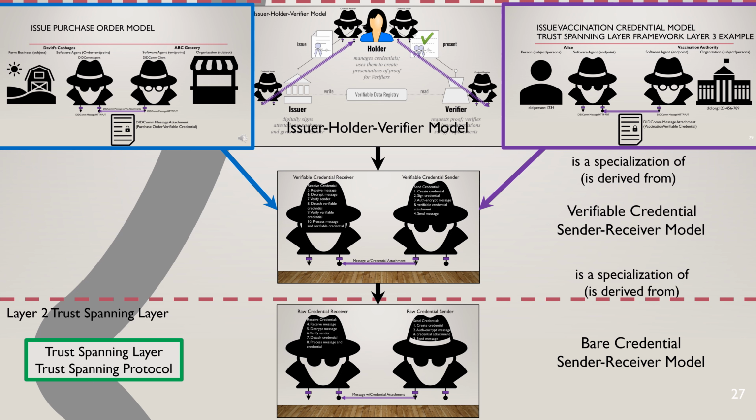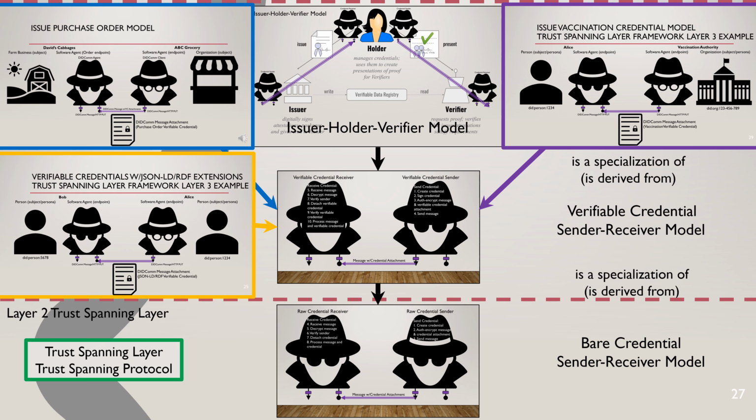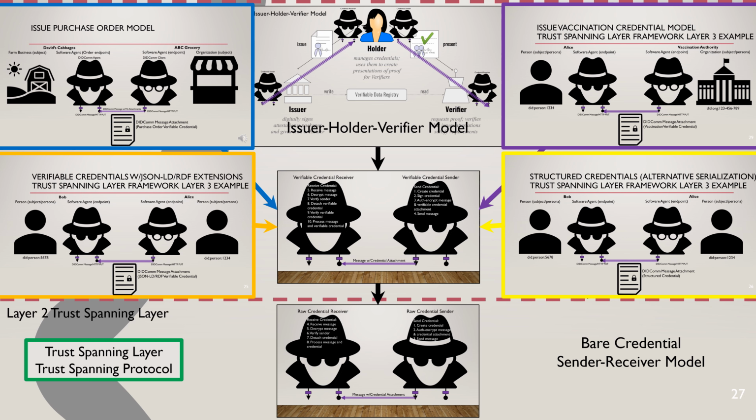We've looked at the issue purchase order model and the issue vaccine credential model. The verifiable credential with JSON-LD RDF extensions is really just yet another type of verifiable credential. It's an extension to the canonical verifiable credential sender model that we described at the beginning of this tutorial. Structured credentials, again, is just an alternative serialization of the verifiable credential model.